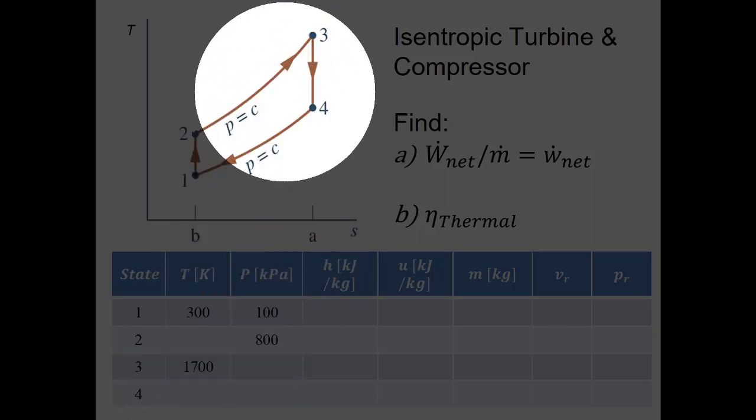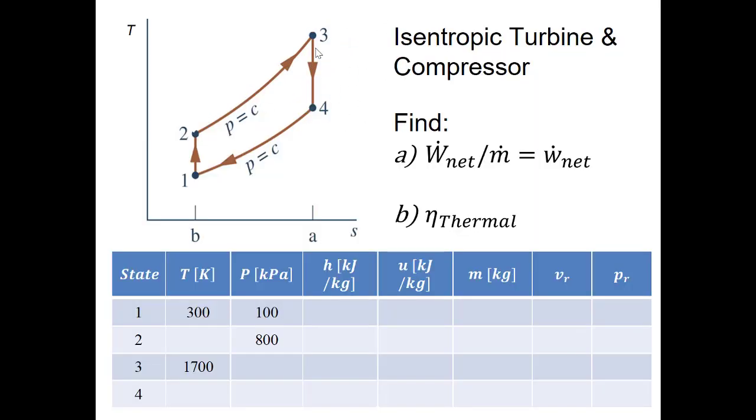So here on my T-S diagram, I can see pretty clearly that state 3 is the maximum temperature in my cycle. Maybe a problem would give me this information in the table already if the problem was being nice to me, but it might also just say in words that the maximum temperature is 1700 Kelvin, and then I'd have to know that this temperature is T3. So that's another reason why it's nice to be able to draw these T-S diagrams.